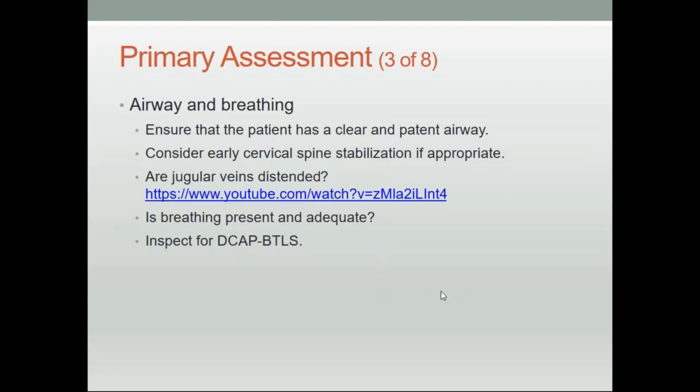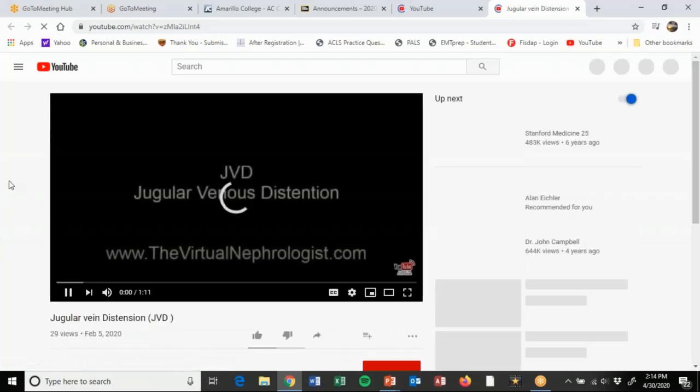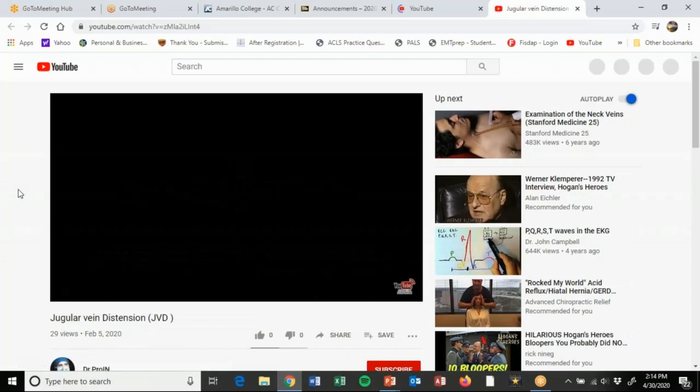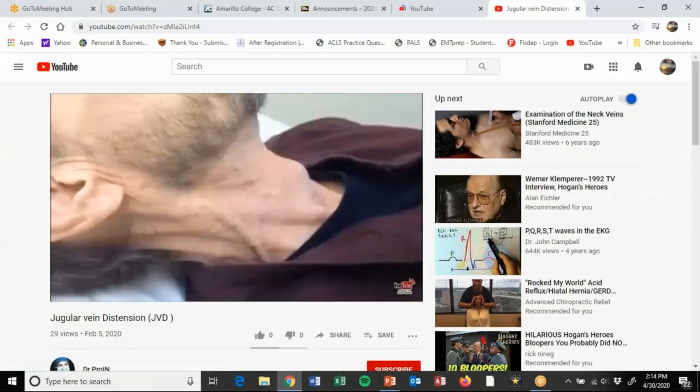Are the jugular veins distended? Let's see what that looks like. This is a good time to see it, I think, if it will work. There we go. Okay, as it boots up here, you know what a normal flat neck looks like, right? You know what normal looks like. So if this will roll on through.